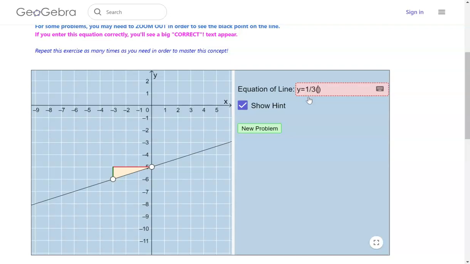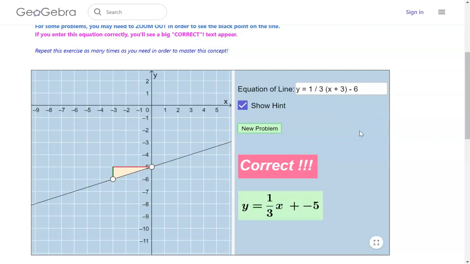And then I'm going to use this point right here. It looks like it's (-3, -6). So to go left 3, I'm going to do x plus 3, and then I'm going to go down 6. And then when I click, notice, it said correct, but look at what it gave me. It gave me the equivalent slope-intercept form of that line.